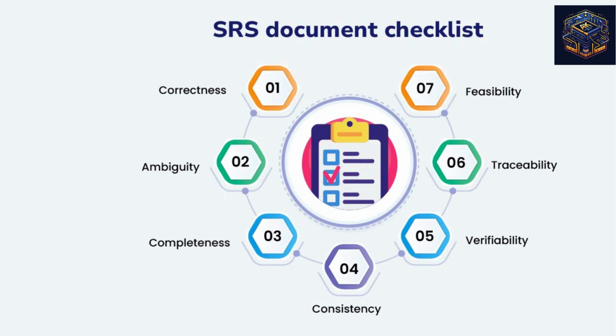7. Feasibility. Some requirements may not be feasible due to technical limitations or resource constraints. The checklist should help identify such cases. For example, if data expected from external sources does not exist or cannot be sent to a defined destination, those requirements must be re-evaluated and possibly removed. By focusing on these elements, correctness, ambiguity, completeness, consistency, verifiability, traceability, and feasibility, the SRS document checklist becomes an essential tool for ensuring accuracy and quality in software development.